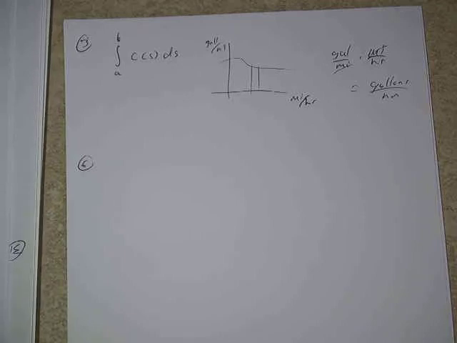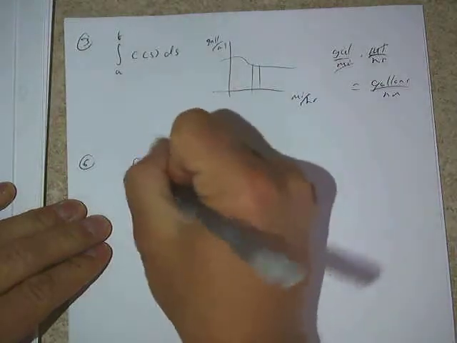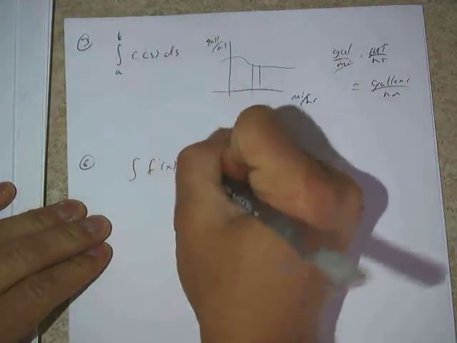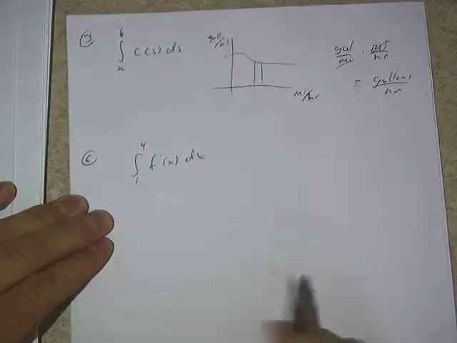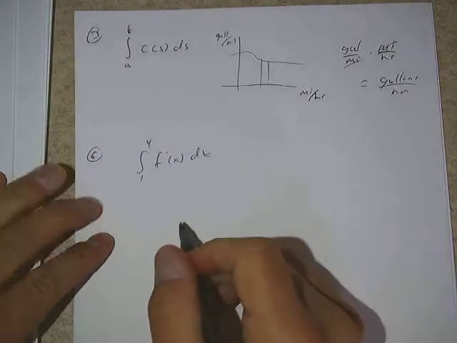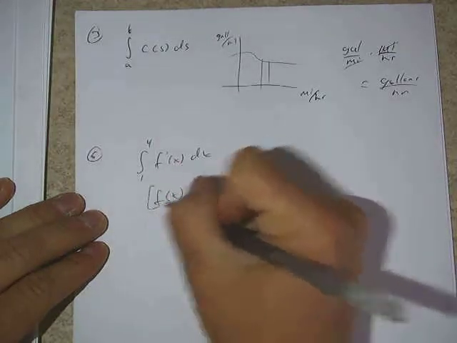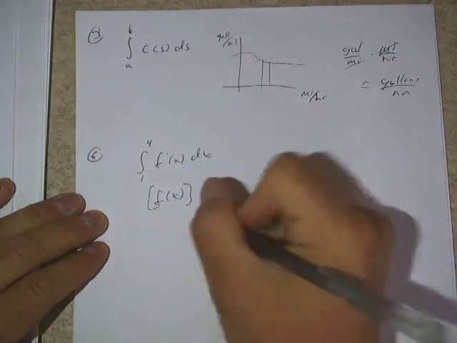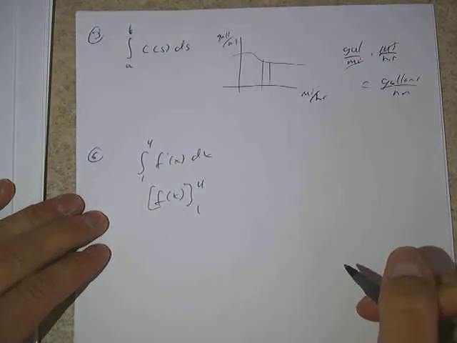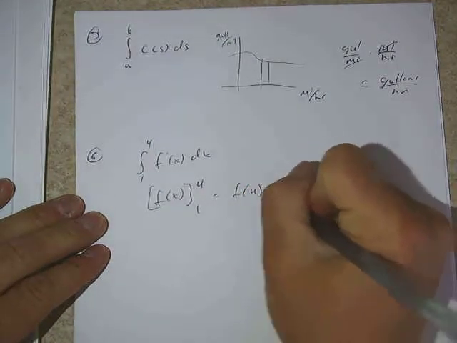On number 6 we have a table that gives the function f and its derivative at selected values. If the derivative is continuous on 0 through 5, what is the value of the integral of the derivative from 1 to 4? In general, to handle this integral, I'd need to find an antiderivative for f prime. So what would be an antiderivative for f prime? f. Remember, all we need is an antiderivative.